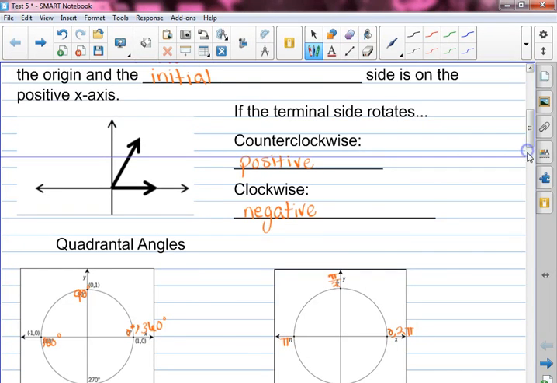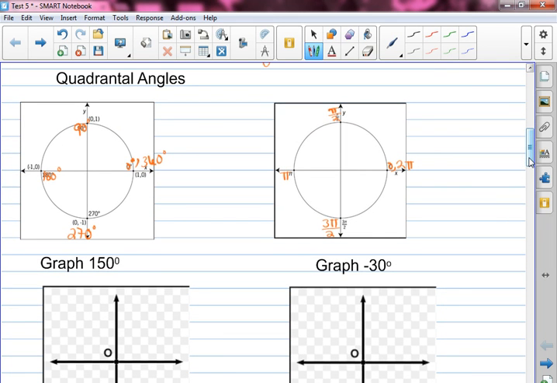Quadrantal angles. This is when you have the four quadrants. You know your four quadrants. This is the first one, and you have the second one, and the third one, and the fourth one. Okay, so quadrantal angles. Obviously, if you're drawing an angle starting at 0 degrees, because this is my starting point, and I go here, then obviously that's a right angle. I've gone 90 degrees. Then I go 90 more degrees. So I've gone 180 degrees now. Then I go 90 more degrees. Now I've gone 270. And 90 more degrees is 360.